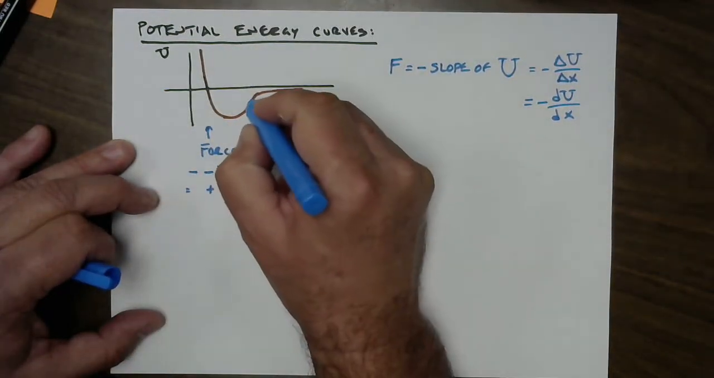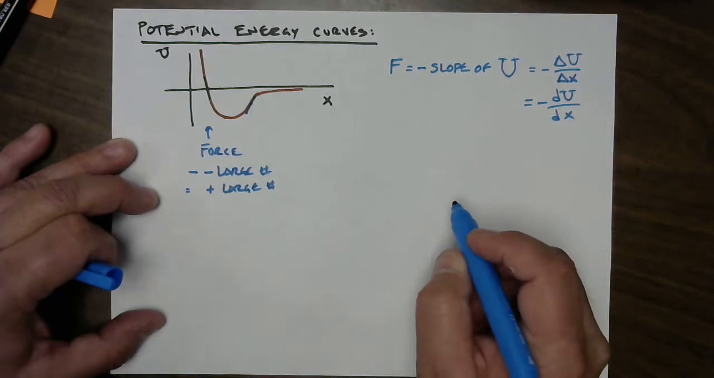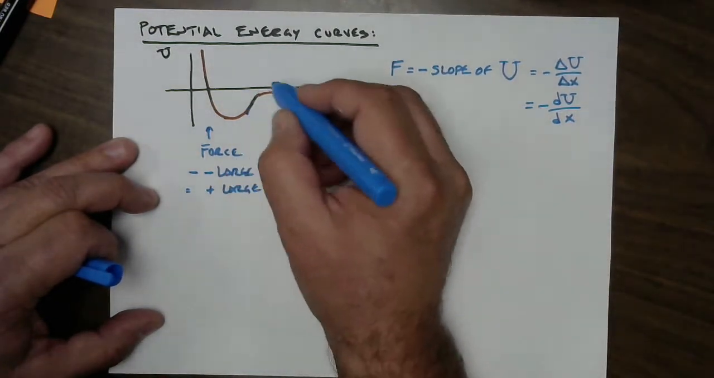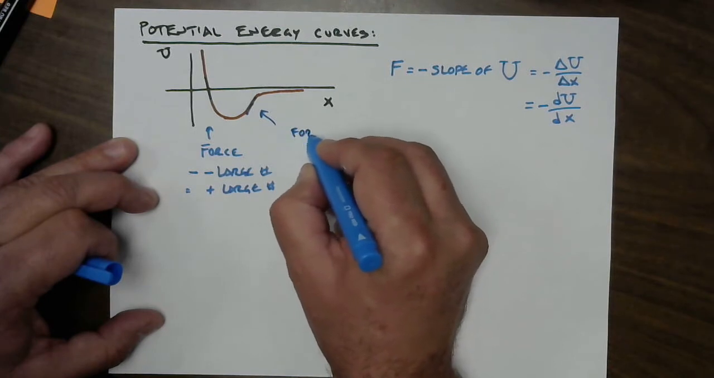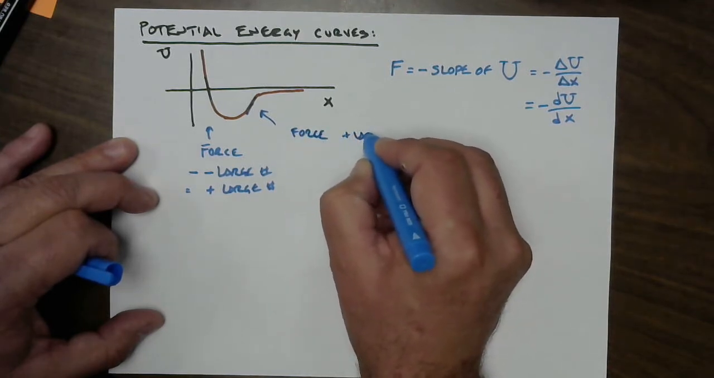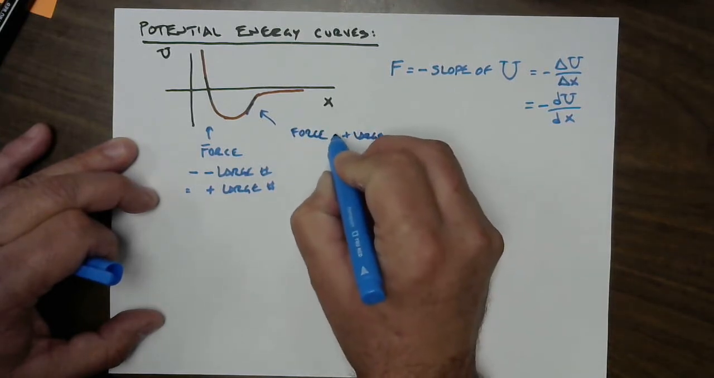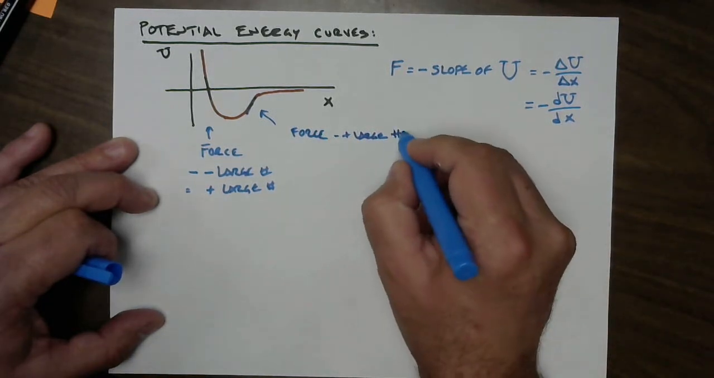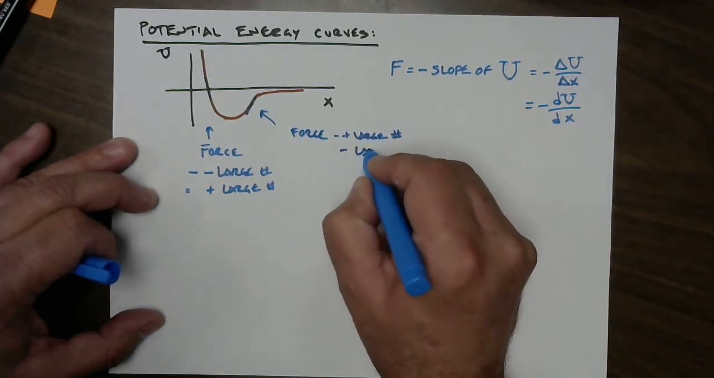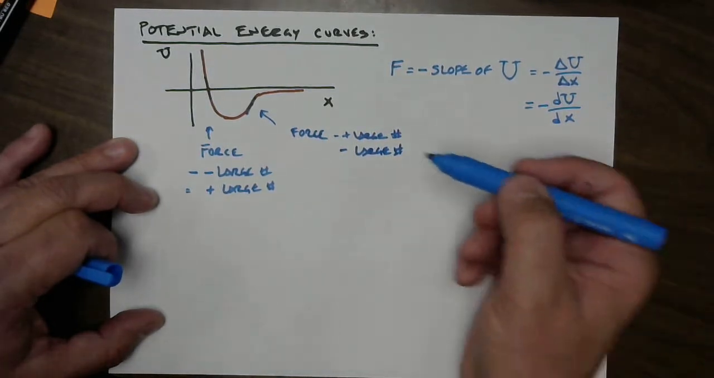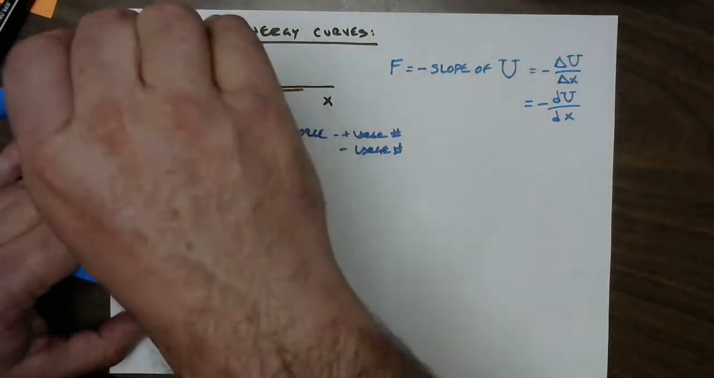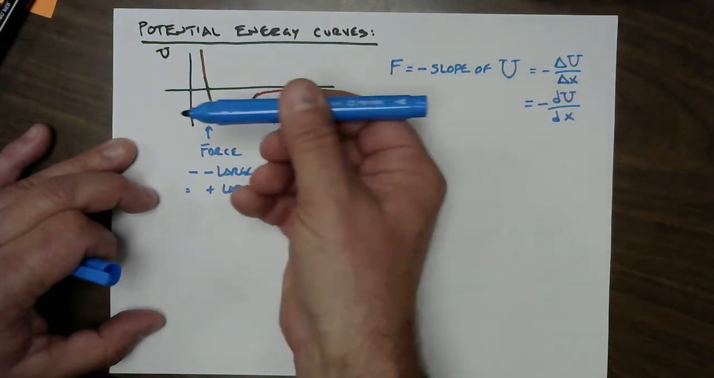What about over here? What about at this spot? Well, here we have a slope that is a positive number, and it's fairly large as well. So the force here is the negative of a positive large number, which means it's a negative large number. Negative forces are attractive forces. So if the electron was here, it would be repelled away. If the electron was here, it would be attracted towards.